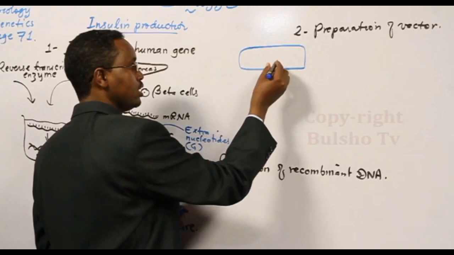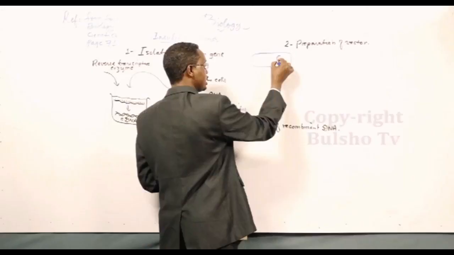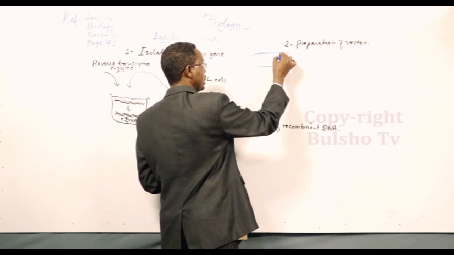You see in your book here is circular DNA. Circular DNA is here. This circular DNA is called plasmid.